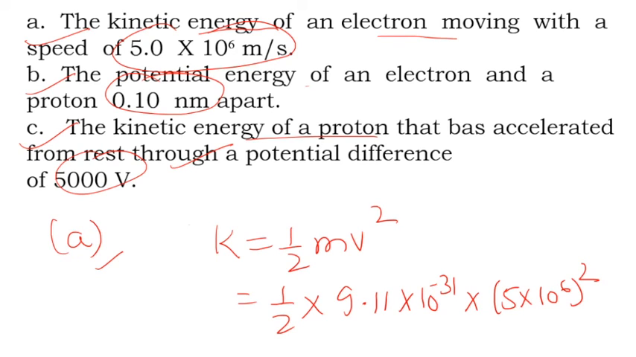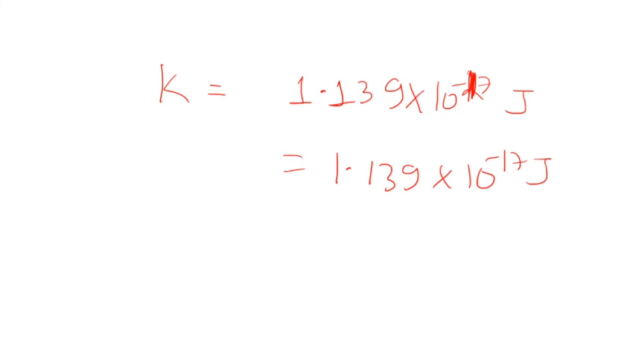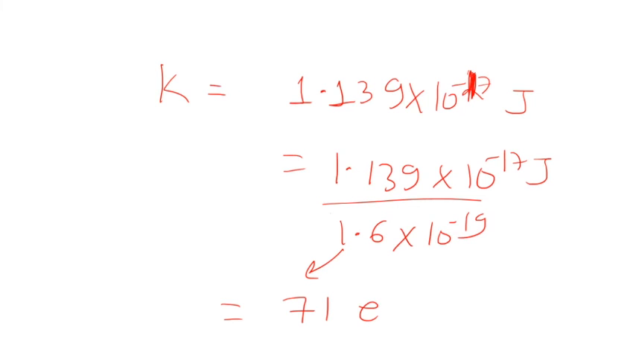Okay, so this is the kinetic energy. If you want to calculate this kinetic energy into electron volts, what you have to do? You have to simply divide by 1.6 into 10 to the power minus 19 to get it into electron volts. And when it's converted, this comes at 71 electron volts. Okay. Next is B part.